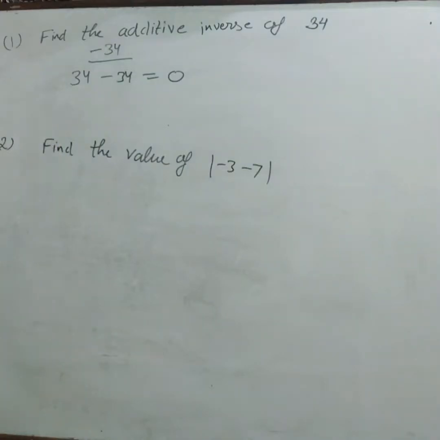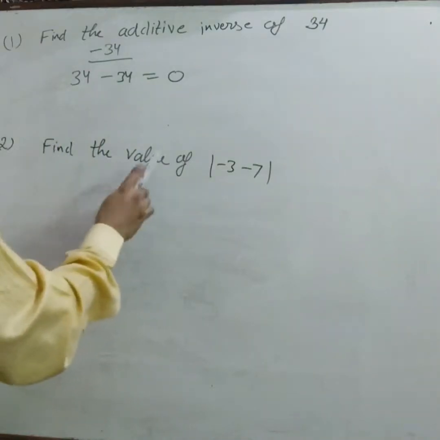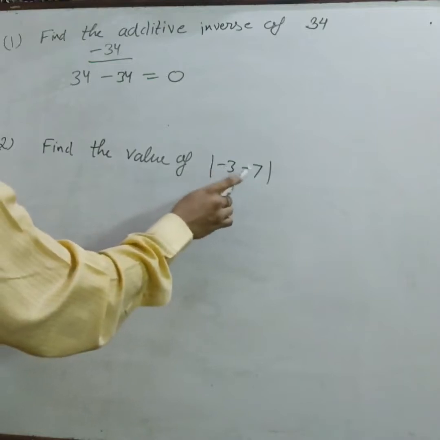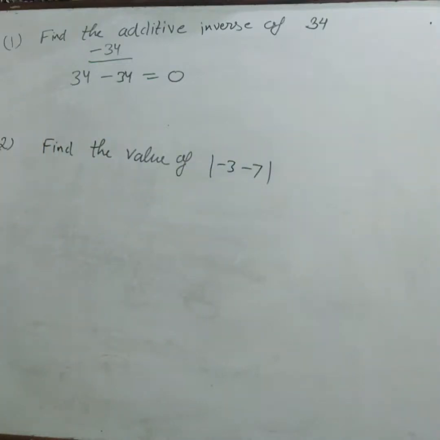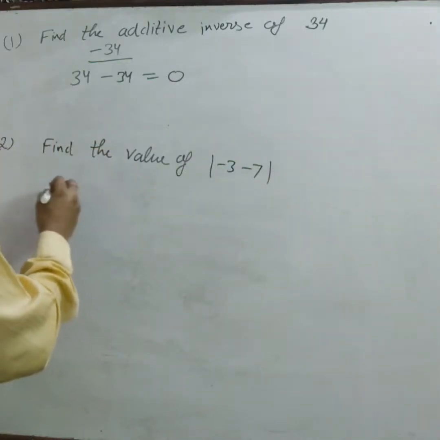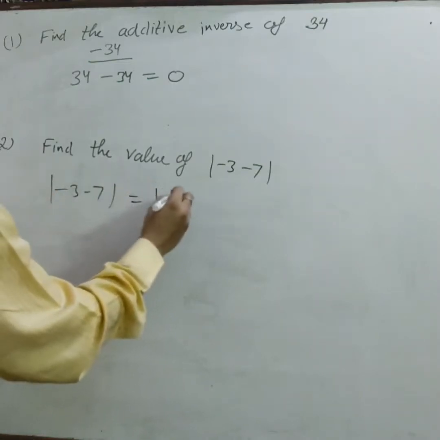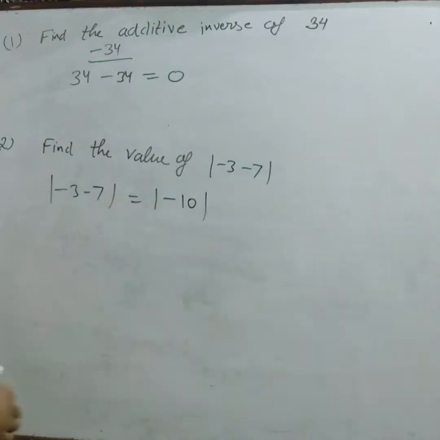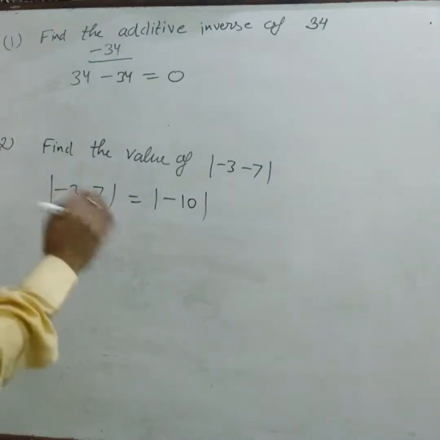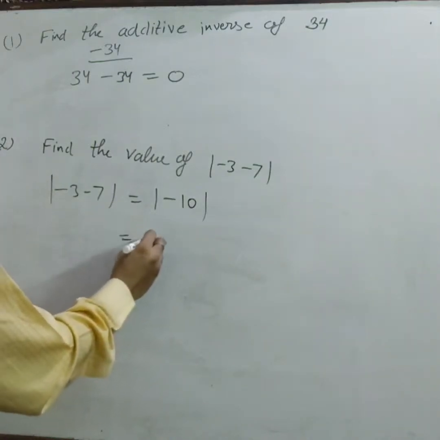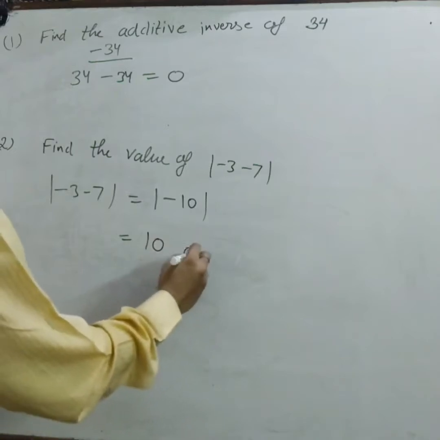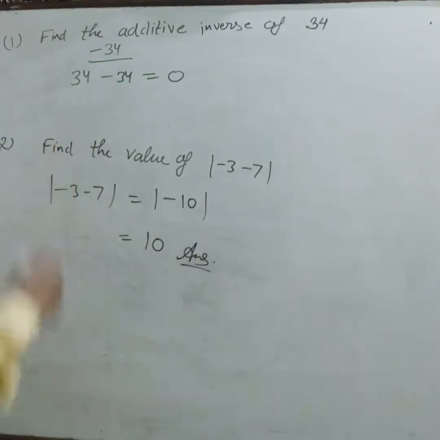Okay, now the next question. Find the additive inverse of the sum of -3 and -7. The sum of -3 and -7 is -10, and the additive inverse of -10 is 10. The result is 10. That is your answer.